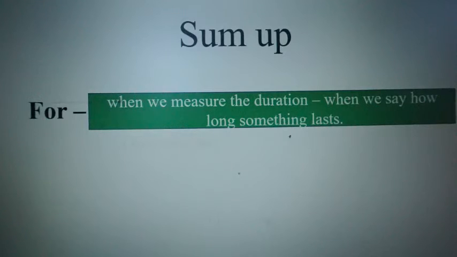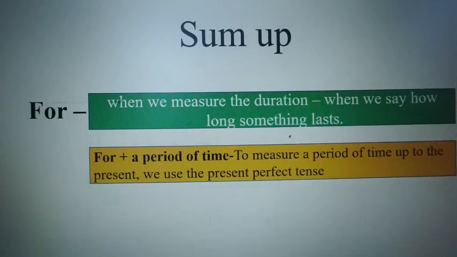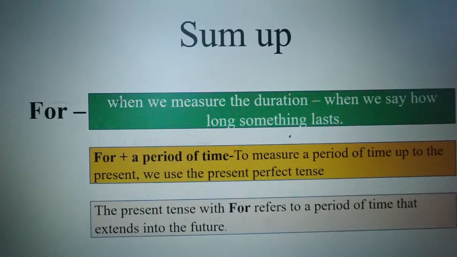Again, for: we use for when we want to measure the duration, or say how long something lasts in the past and up to right now. Number two, for plus a period of time measures time up to the present, and we use the present perfect tense. And one more, the present tense with for can refer to a period of time that extends into the future. It could happen in the future.